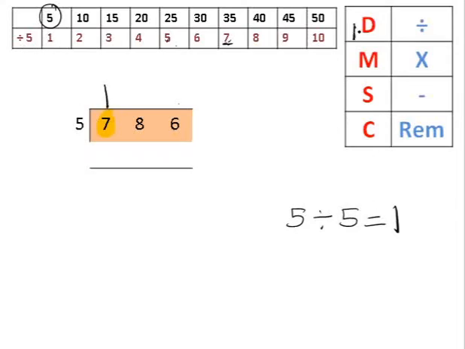Step 1 complete. Step 2 is to multiply. Do the inverse. 1 times 5 is equal to 5. Where do I write the multiplication answer? Below the 7, below our focus number.